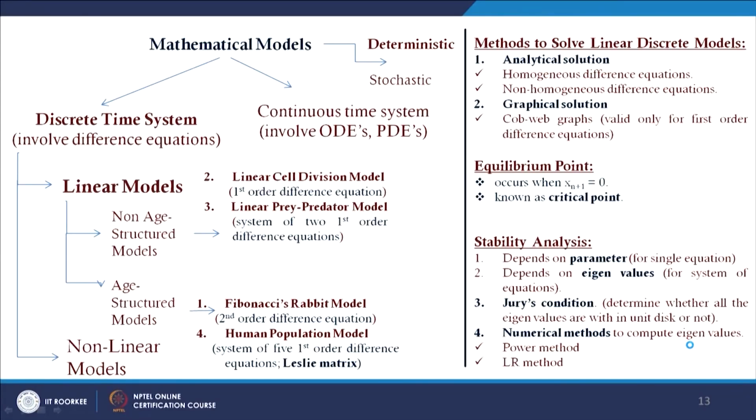Then we discussed stability analysis based on eigenvalues. Sometimes it depends on the parameter for a single equation, and on eigenvalues for a system of equations. We also discussed Jury's condition, which is used for higher order equations to determine whether all the eigenvalues are within the unit disk or not. Finally, we discussed the calculation of eigenvalues based on numerical methods. Two different methods were discussed completely by considering certain examples: first is the power method and second is the LR method. Thank you for listening to this lecture.